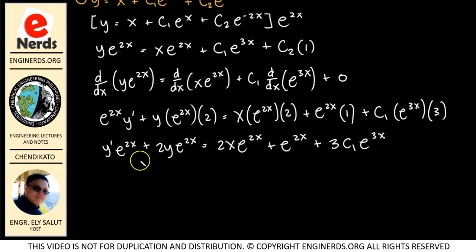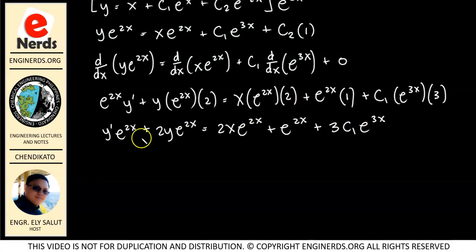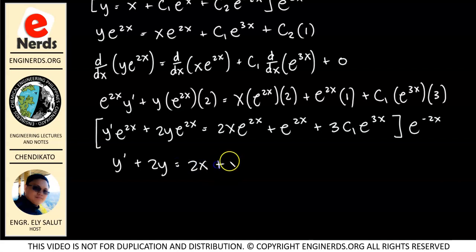Now, as you can see, lahat ng term natin dito is merong e to the 2x, di ba? So, that means we can actually divide all of these terms by e to the 2x, okay? Or multiply all of this by e to the negative 2x, okay? So, if I do that, I will have here y prime plus 2y is equal to 2x plus 1 plus 3 C1 e to the x.